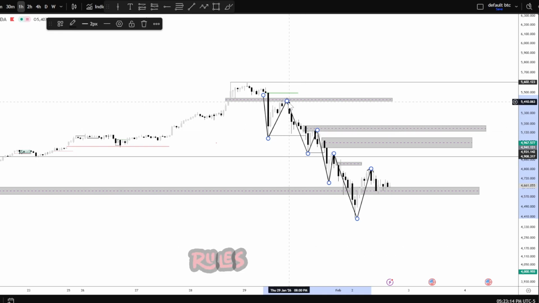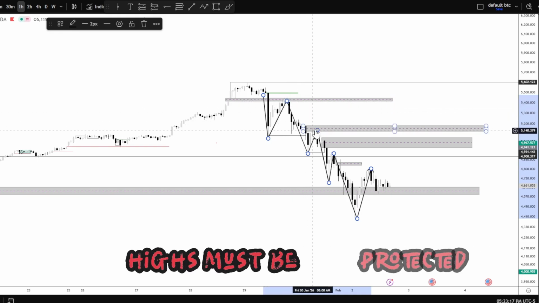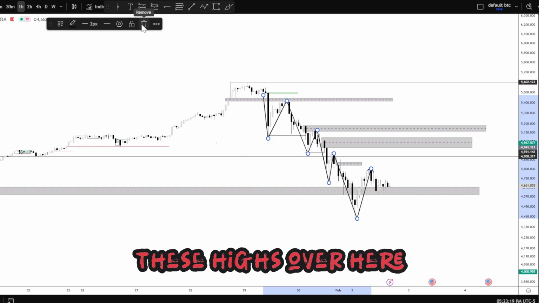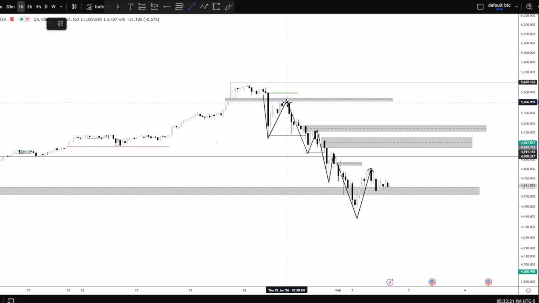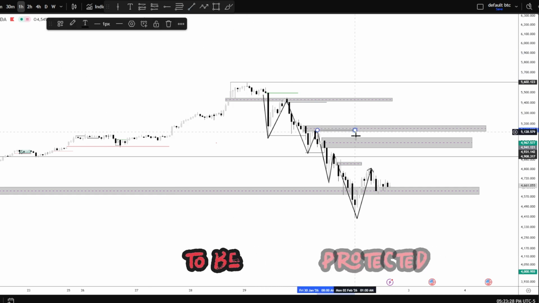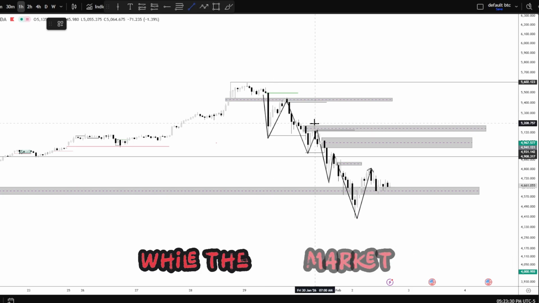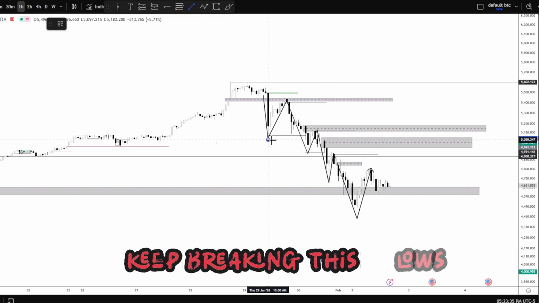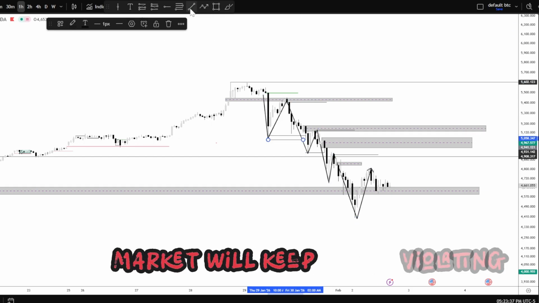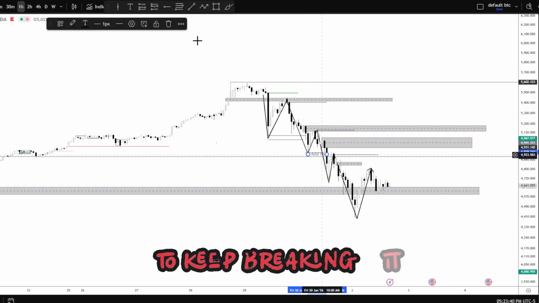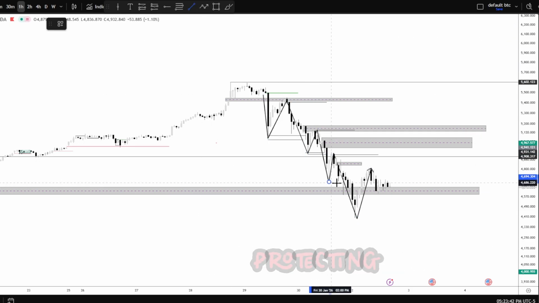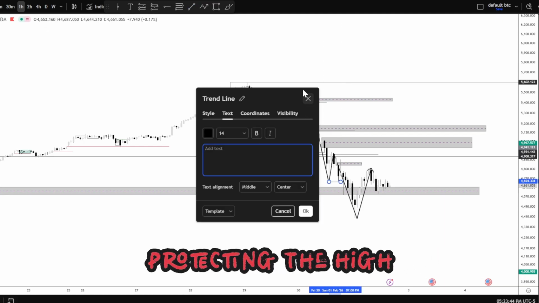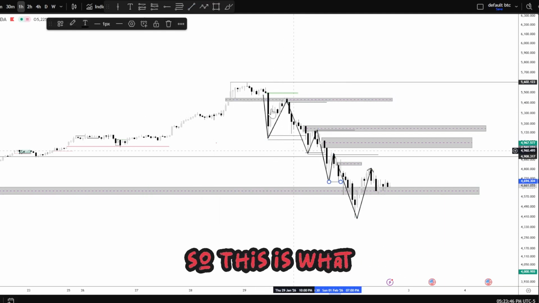And what is the rule that I said for the market? The market rules state that these highs must be protected. These highs over here, they need to be protected. You have this high over here, it needs to be protected. The lower highs need to be protected, while the market will keep breaking these lows, these lower lows. The market will keep violating them and keep breaking them, and it will be protecting the high.